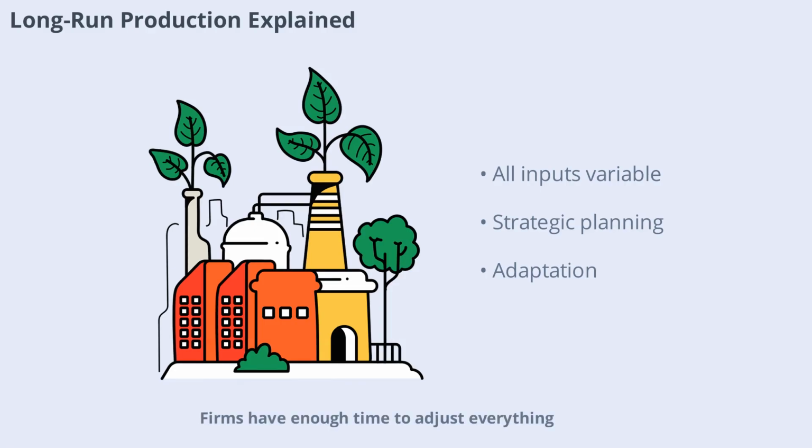Unlike the short run, the long run is a period when all inputs can be varied. Firms have enough time to adjust everything from labor to factory size and technology. Imagine a company planning to build a new plant or invest in advanced machinery. These are long-run decisions. This flexibility allows businesses to optimize production and adapt to changing market conditions, making the long run essential for strategic planning.